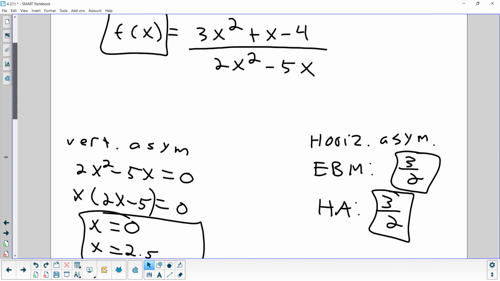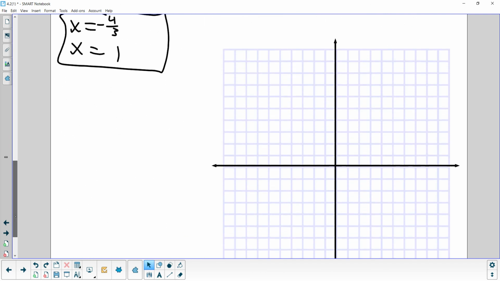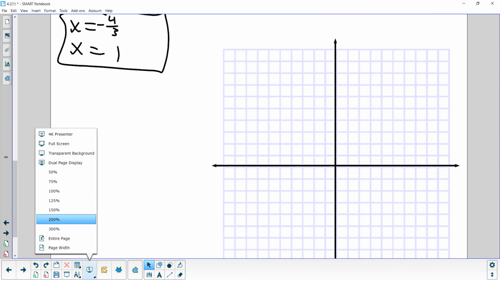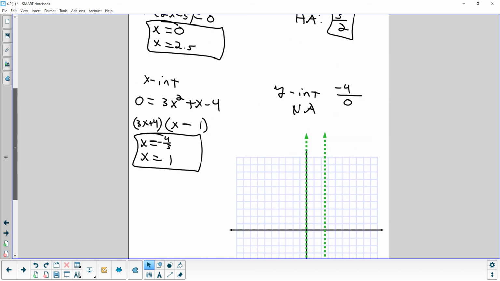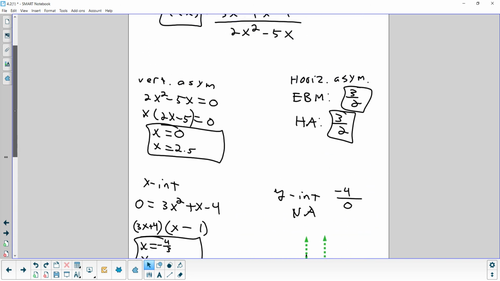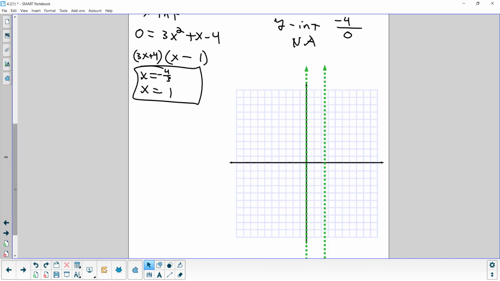All right, so vertical asymptotes, 0 and 2.5. Let me make this a little bit easier to work with. 0, 2.5. So here's 0. We want to think about some values as we approach those numbers. Here's my y and y horizontal, 3/2, which is 1.5.